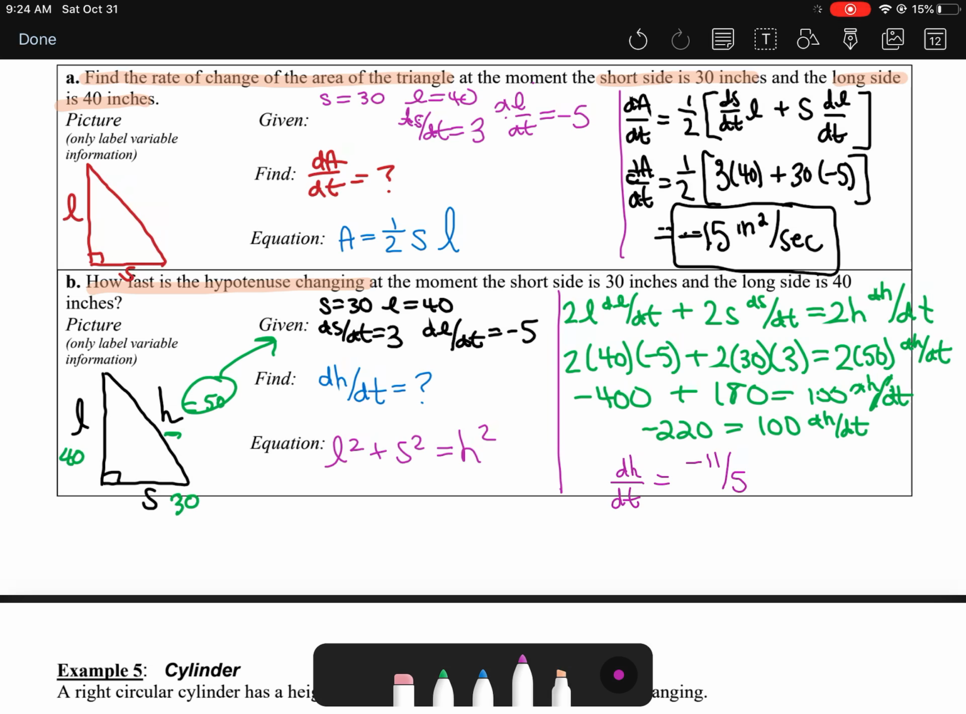So I'm talking about a hypotenuse, which is a length. So that will just be inches per second. And if I was formally writing this, I could say the hypotenuse of the triangle is decreasing at a rate of 11/5 inches per second when S is 30 and L is 40. So again, with that NUT acronym, you'll notice that you get pretty good at writing these.